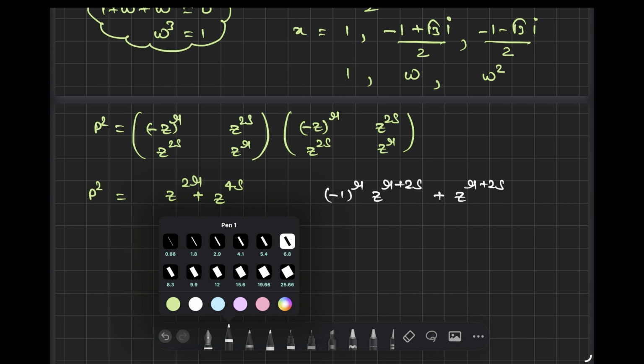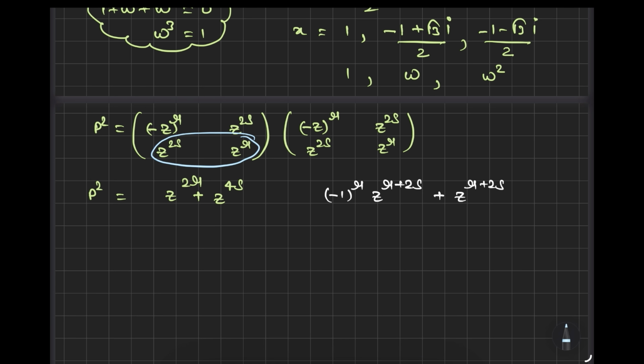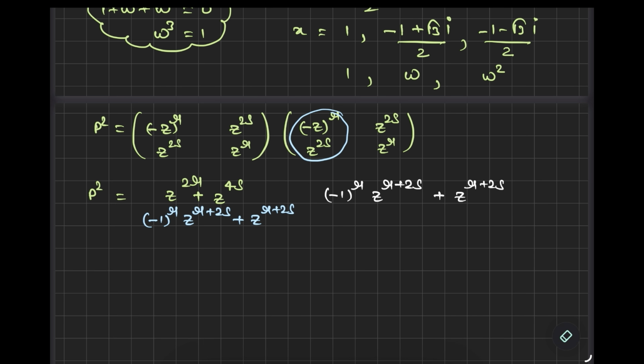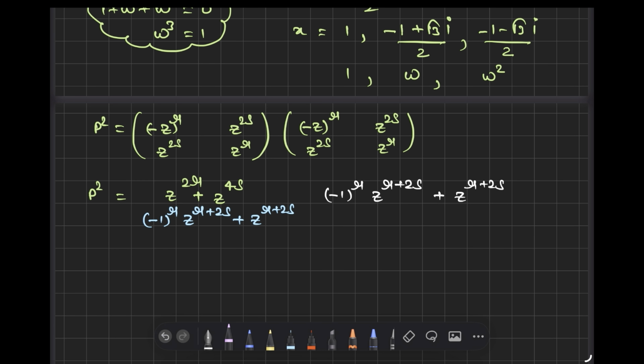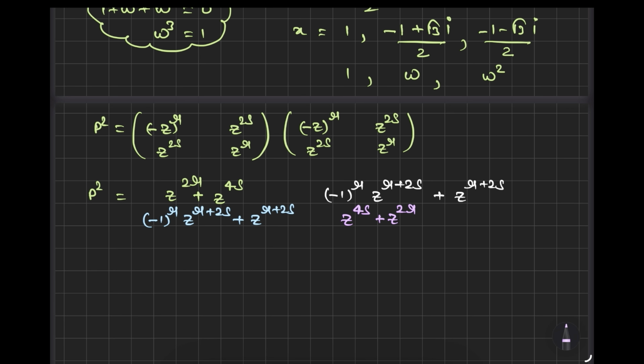Now focus on the third element. We will multiply this with this. So it is minus 1 power r, z power r plus 2s plus z power r plus 2s. Okay, now we will calculate the fourth element. So it is z power 4s plus z power 2r. So we got this as the matrix.